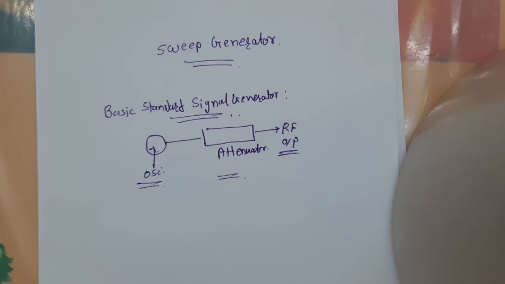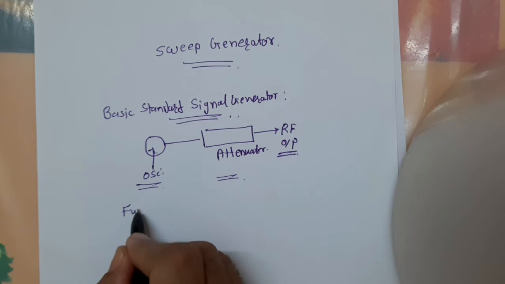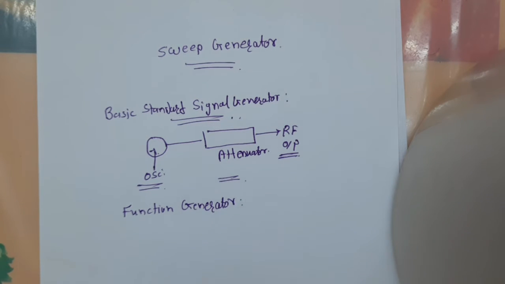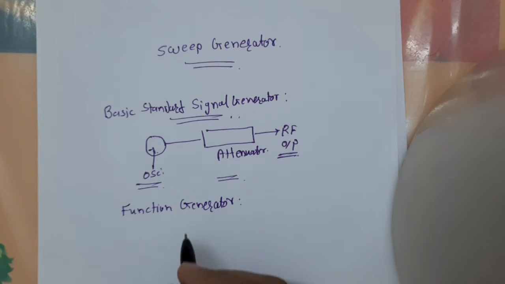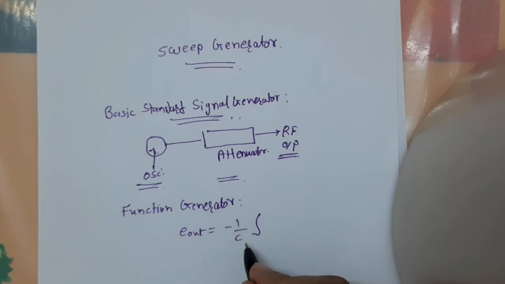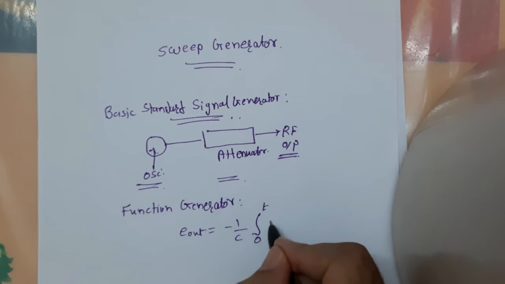The next one is the function generator. Again, in this function generator, there is an oscillator and attenuator, and in between this there are two sources of current, an upper constant current source and a lower constant current source, and an integrator circuit, which changes state one by one. Our output, you know, is equal to minus 1 upon C, integration from 0 to T of i dt.